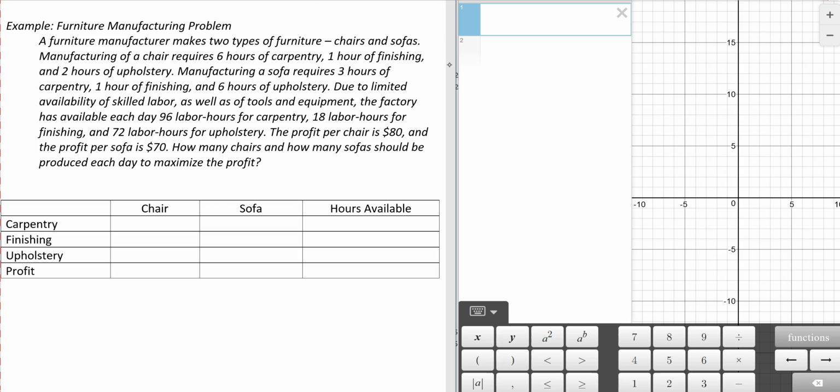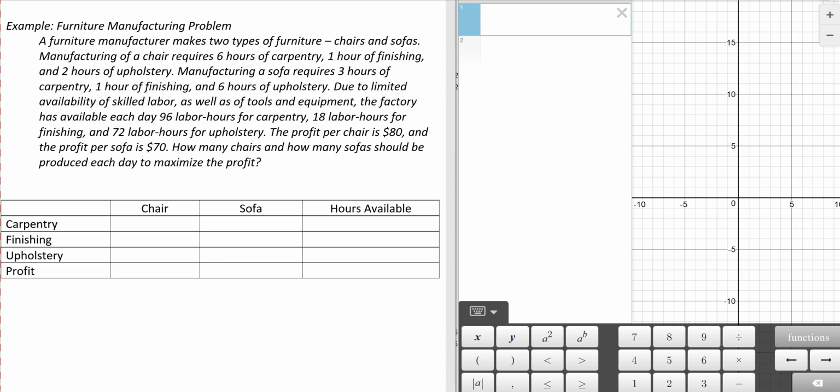What that means, if we take a look back at the 72 labor hours, is that there are 72 hours of labor that they can dedicate every day for upholstery. Now, after all that work, there are, of course, costs. And so after things have been paid, the profit per chair is only $80 and the profit per sofa is $70. The question is how many chairs and how many sofas should be produced each day to maximize the profit.